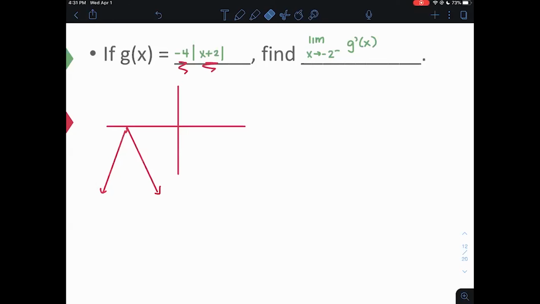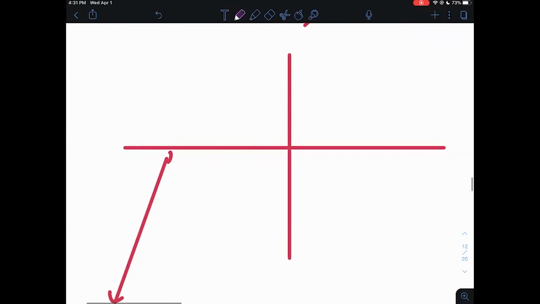We need to figure out the limit of the derivative, which means we need to know the derivative. Derivative, slope of a tangent line. Slope of a tangent line from the left side of -2, well, that means I really don't even need this. All that I want to know is the slope of my tangent line, and let's just pretend that this actually connects. I need to know the slope of my tangent line right here. Well, if I draw a tangent line, it looks like this.